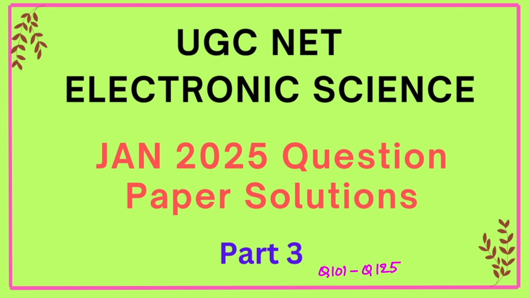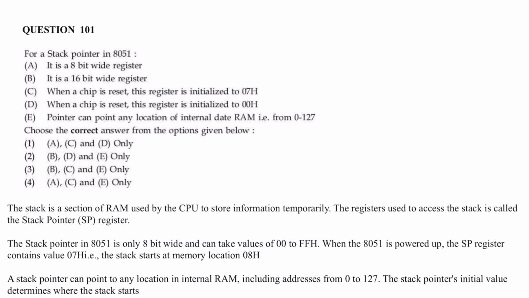UGC NET Electronic Science January 2025 question paper solutions part 3, that is from question number 101 to question number 125. Let us see the first question, that is question number 101.